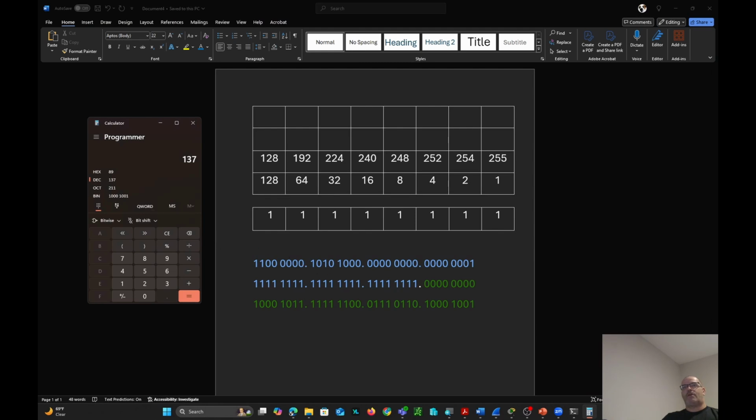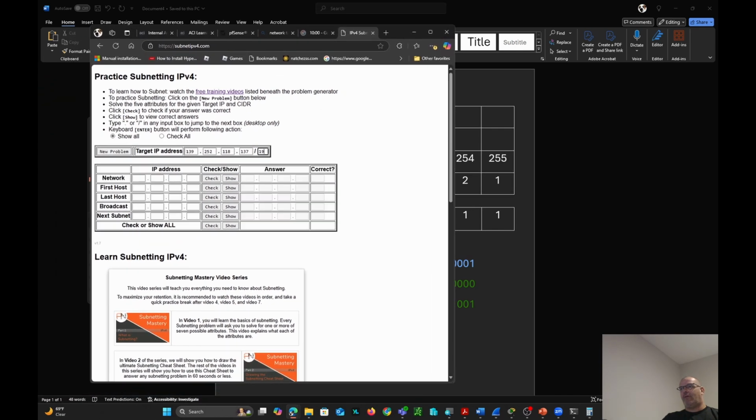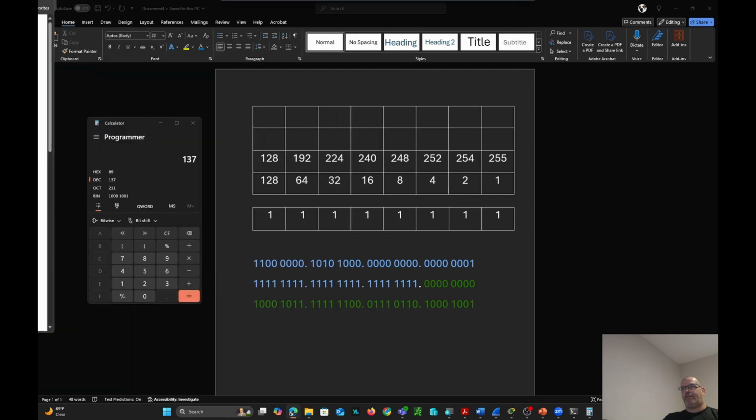Okay. So our problem right here is calling for a CIDR notation of 19. All right. So it's going to want to know which is the network, right? And then which is the first host. So let's go find that out.